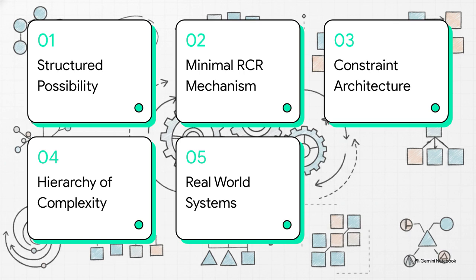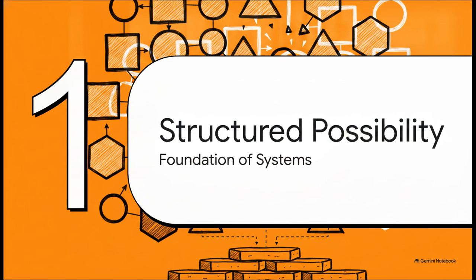Here's our roadmap for this explainer. We're going to build this from the ground up, starting with constraints and structured possibilities, moving to the minimal RCR mechanism, looking at building constraint architectures, climbing up the hierarchy of complexity, and finally, observing these systems in the real world. Section 1. Constraints and structured possibilities.